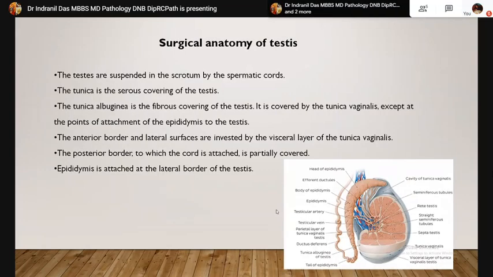First, we will discuss the surgical anatomy of testis. The testis is an endocrine organ that is suspended in the scrotum by spermatic cord. The tunica is the serous covering of testis. The inner fibrous layer of tunica is called tunica albuginea, outer to which is tunica vaginalis. The anterior and the lateral border of the testis are entirely covered by the visceral layer of tunica vaginalis, which is deficient on the posterior aspect where the spermatic cord is attached. The epididymis is attached on the lateral border of the testis.